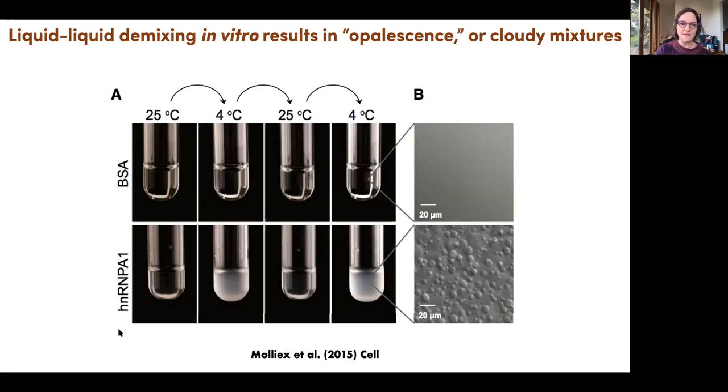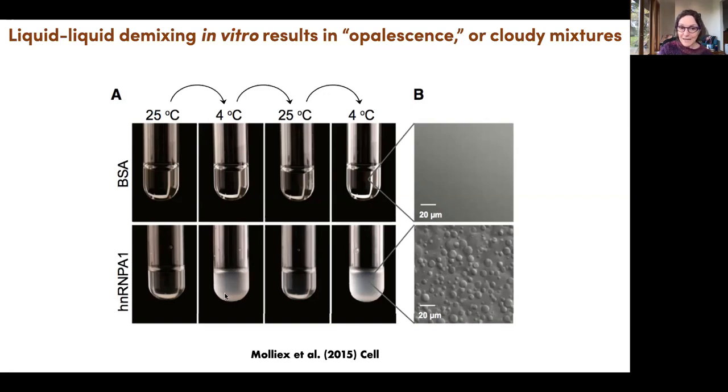But other proteins within cells, especially a lot of RNA binding proteins, have properties that make them tend to form these droplets if you put them at high enough concentration or if you cool them down. So this is an experiment where you take a protein solution at high concentration and you cool it down, and then you heat it up and you cool it down again. What you can see is this protein is turning the liquid cloudy. If you look at it at high magnification, you can actually see that the cloudiness is due to the formation of these little droplets.